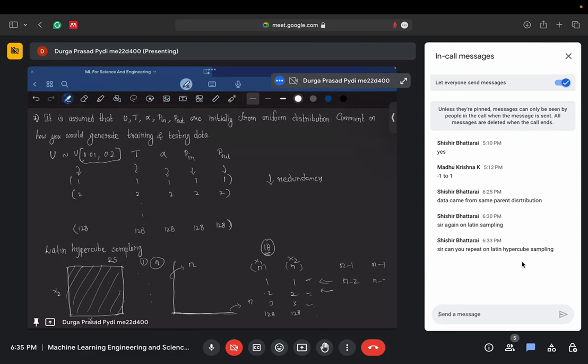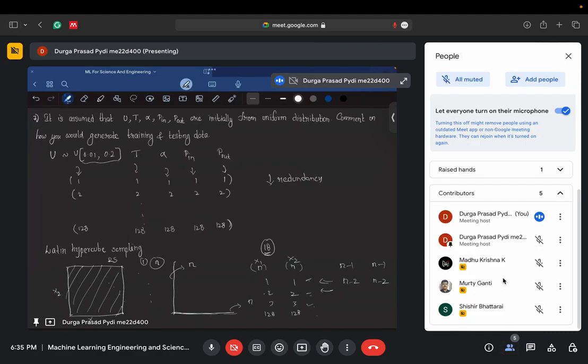Is that clear? The takeaway is this: you want to do it without replacement. Latin hypercube sampling does it without replacement, while the previous one does it with replacement. That's the crux of it. Yeah, there was another question. Someone raised a hand previously.